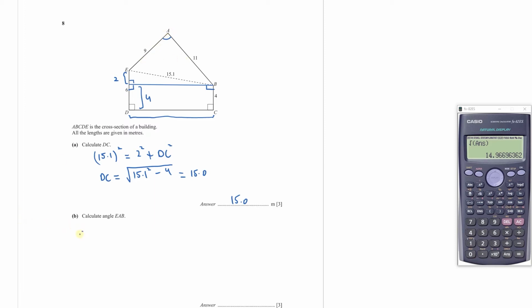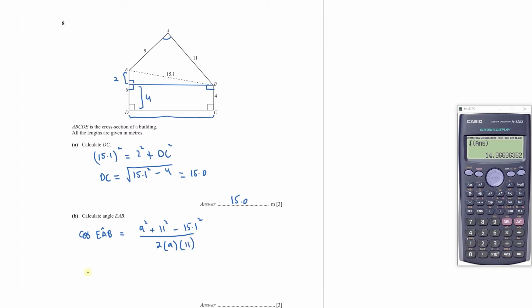So the cosine rule will be cos of EAB will be equal to the sum of the square of the 2 sides that make the angle, which will be 9 square plus 11 square, and then minus the opposite length of the angle, which is 15.1 square, and then divided by 2 times 9 times 11.